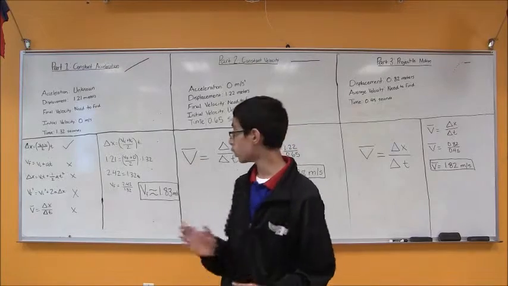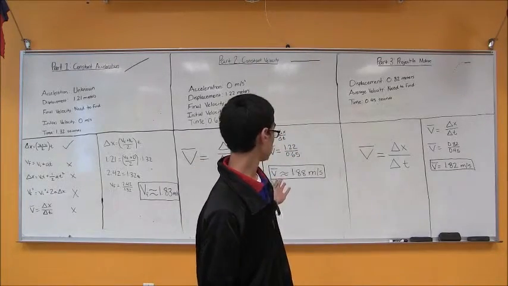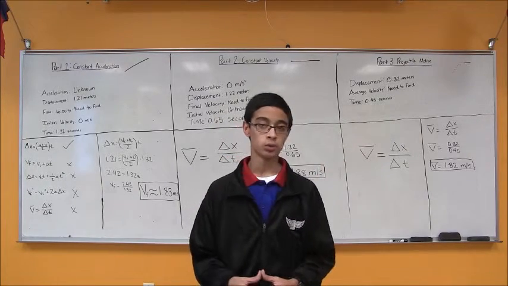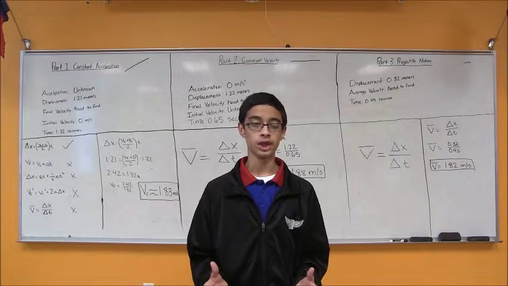So as you can see from my results, during phase 1, the final velocity was 1.83 meters per second. During phase 2, the velocity was 1.88 meters per second. And for phase 3, the velocity was 1.82 meters per second. So why aren't these results all the same?